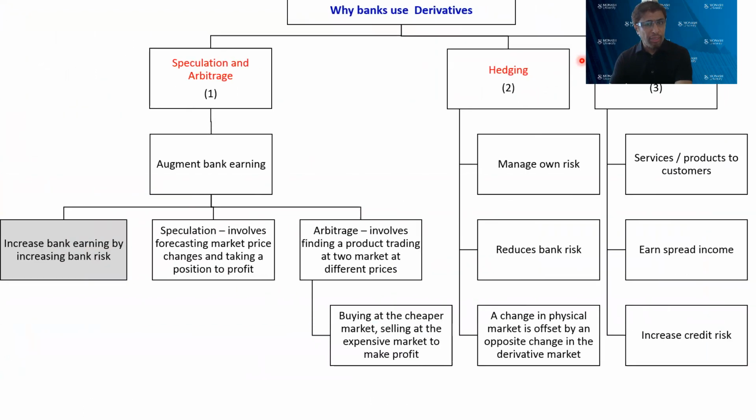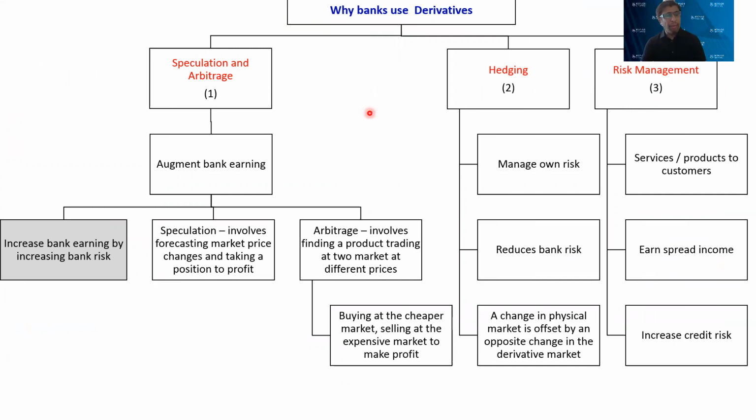Now let me talk about why banks actually do derivatives. They do it for speculation and arbitraging, where there is no physical position in the market. You just speculate on the prices and go on those contracts, and it's a huge business.